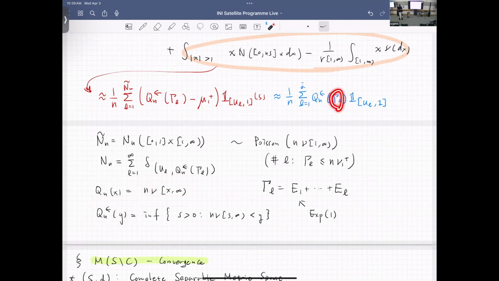What's gamma? Gamma is just the gamma distribution, so the sum of standard IID exponentials. So jump sizes have a very particular representation. Jump times are uniform.